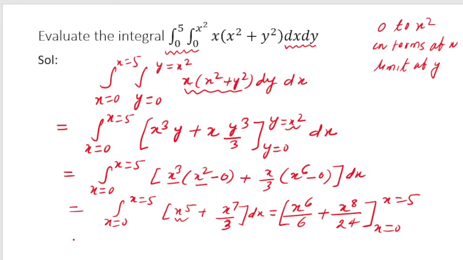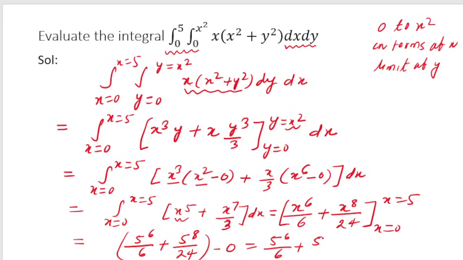Now I have to put the limits. So if I put x equal to 5, I will get 5 to the power 6 by 6 plus 5 to the power 8 by 24, and minus the lower limit. If I put 0, I will get 0. So finally I have got the answer: 5 to the power 6 by 6 plus 5 to the power 8 by 24.